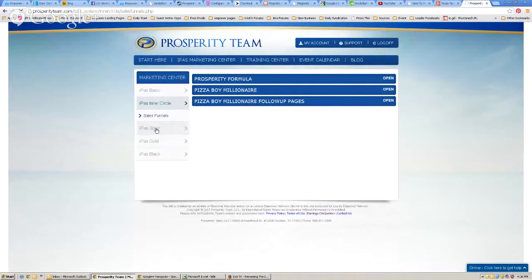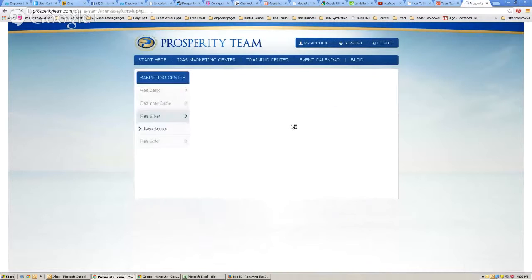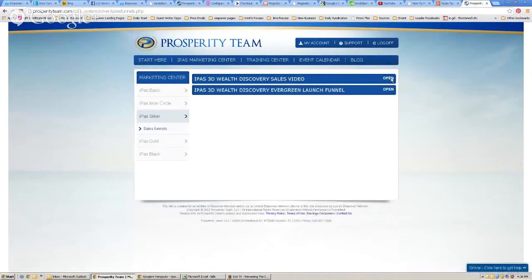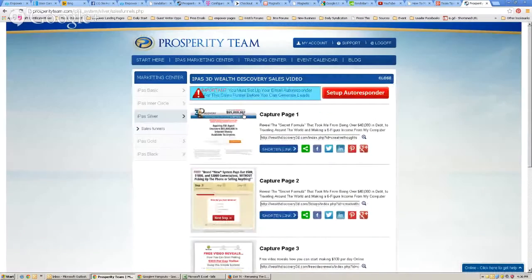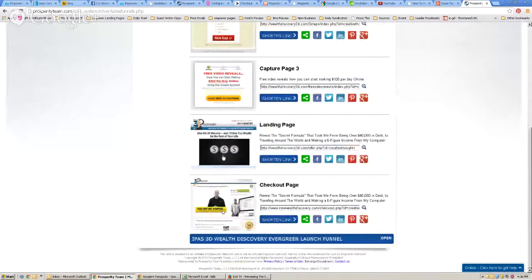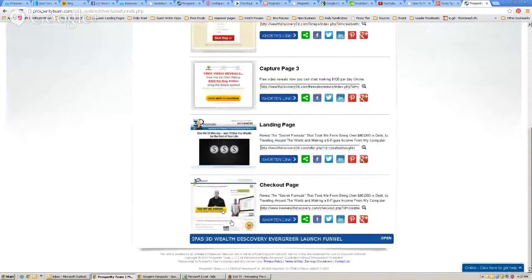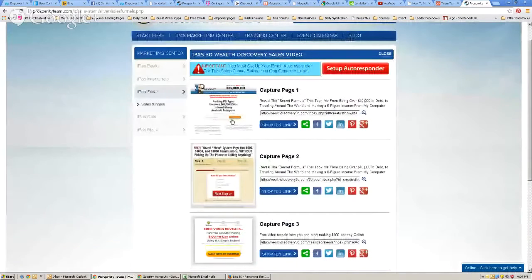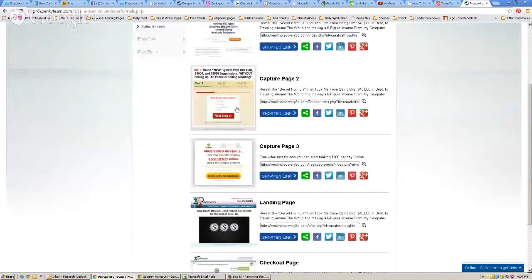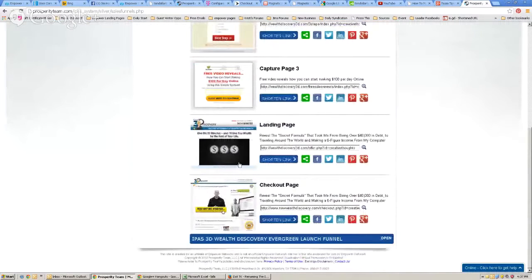Okay. Now the silver level is also the Costa Rica intensive level. You've got these 3D wealth capture pages. All these pages are yours when you're at this level. If you're at the Costa Rican level, you've got all these to work with. Each one has a little different strategy. You got 3 capture pages, a landing page. This one sells really, really well. And then you got a checkout page.